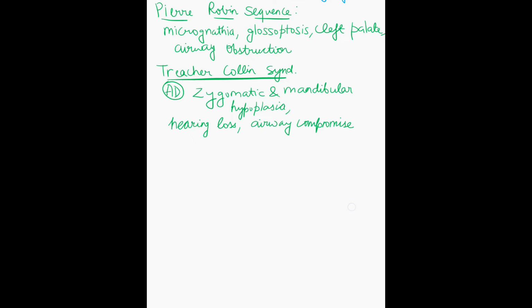Then, what are the syndromes or the diseases linked with the first and the second arch? Here is Pierre Robin sequence, that is linked with micrognathia, meaning small jaw, glossoptosis, the tongue will be falling, cleft palate, and airway obstruction. So the jaw is small, the tongue will be falling backwards, and there is airway obstruction and cleft palate.